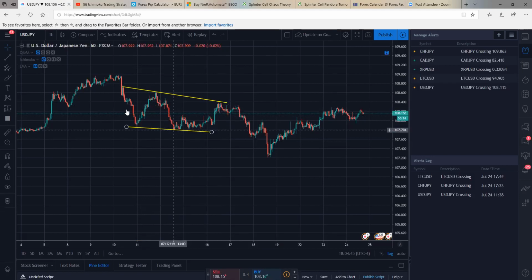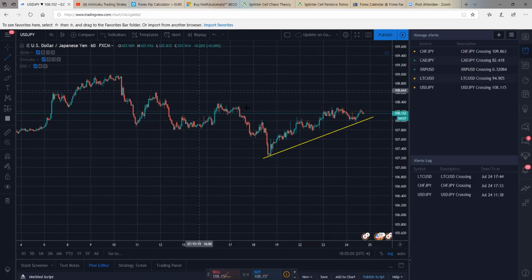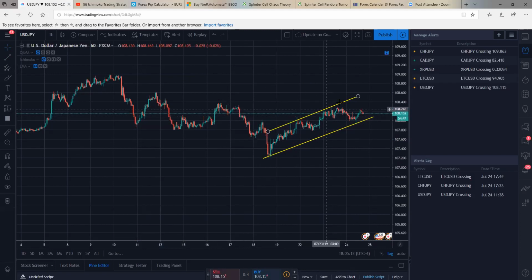Now, this is how you draw a channel line. You're going to come here, click once. You're going to find 2 areas of a price point. So let's go up here for this one. I connected this to this, and we're going to go and do another channel. We're going to connect these lines up here.